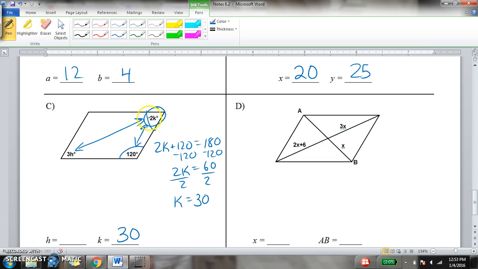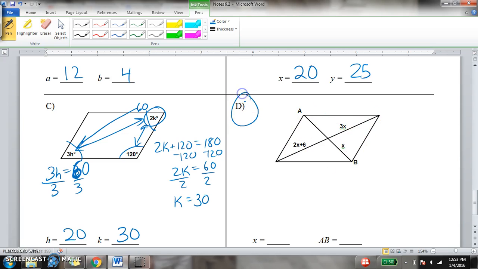And if I plug that back in here, 2 times 30 is 60, which means this angle also equals 60 degrees. So 3h equals 60. When I divide by 3, I get h equals 20.